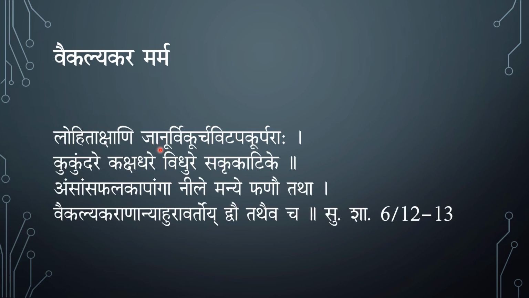Next, Vaikalyakara Marma. Those are Marmas which, after getting injury, cause partial or complete deformity in that particular spot or limb. Those are 44 in number. They are Lohitaksha, Janu, Urvi, Kurcha, Vitapa, Kurpara, Kukundara, Kakshadhara, Vidhura, Sakrikatika, Amsa, Amsaphalaka, Ani, Gulpha, Avartas and others.